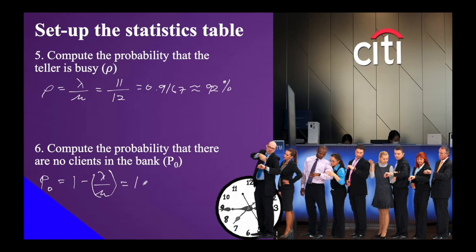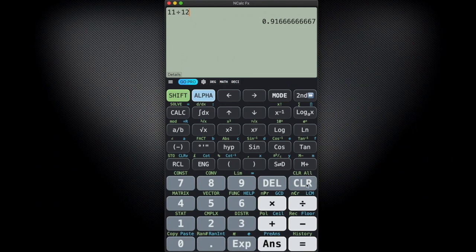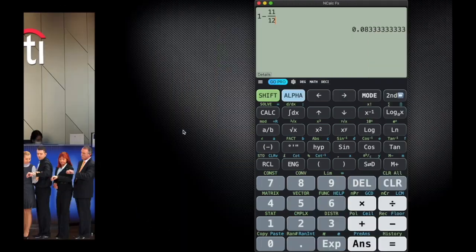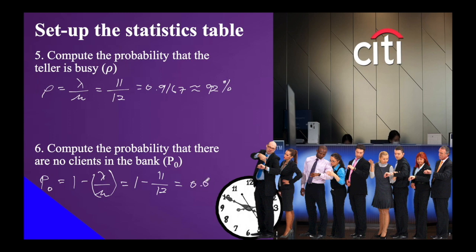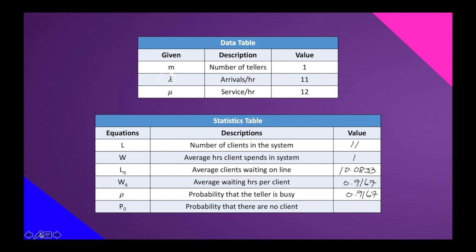This is equivalent to 1 minus 11 over 12. Let's have it here, 1 minus 11 over 12. That is equivalent to 0.0833. So, let's have it here: 0.0833, or basically, this is equal to 8.33%. Ito kung gusto nyo lagyan ng decimal, 91.67%. Round off ko lang siya. 0.0833. Let's write it here on our last part of the statistics table.